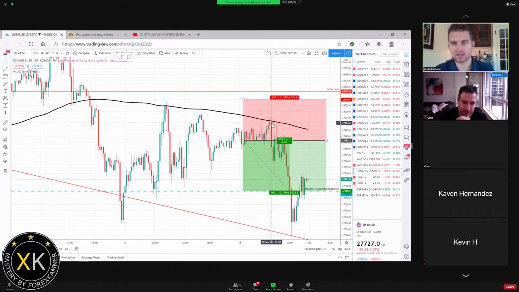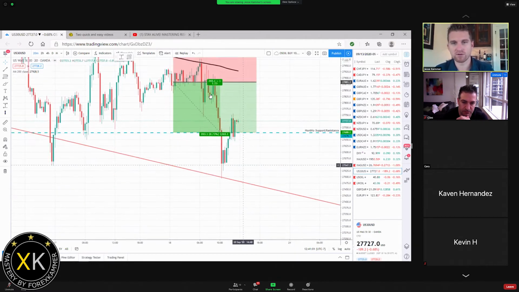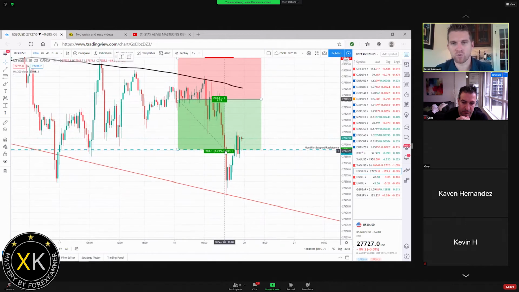We did have another retest of that 200 MA, and now we saw that crazy of a move down, and we did end up winning this trade.